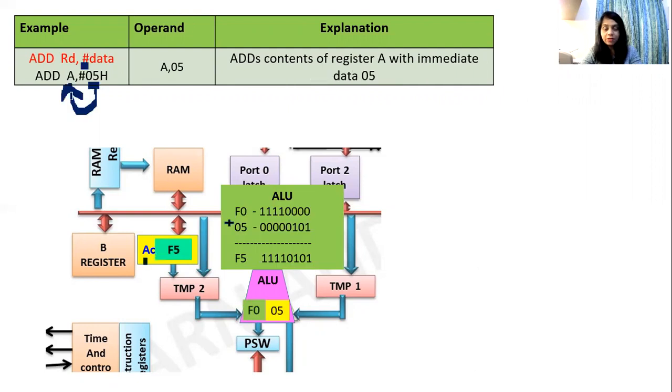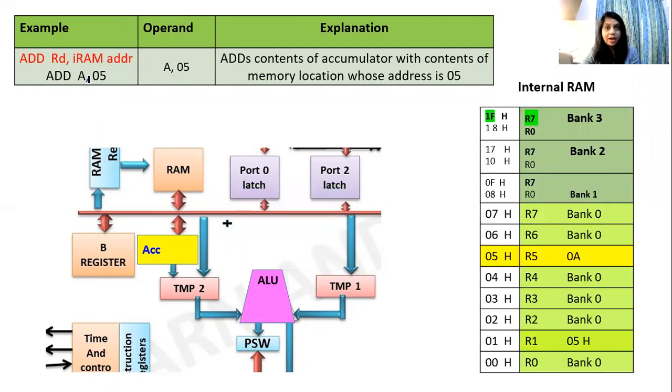Now see again carefully, what is the difference between this instruction and the next instruction? This is ADD A comma hash 05. As I said, hash is there, that means this is data. In the next slide, there is no hash. As there is no hash, it indicates that this is an address. What is the format of the instruction ADD? RD is the destination register. That means again the accumulator is given as the destination register. It can be any register, but for simplicity, I have kept one register as a destination so that you understand it easily. RAM address, internal RAM address.